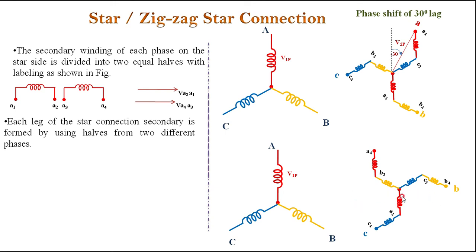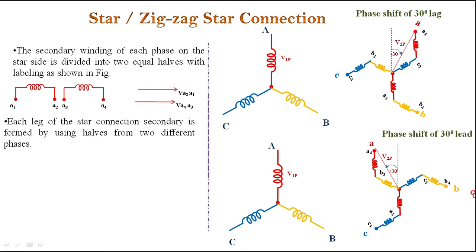Therefore, if you once again mark the phases A, B and C here, and find the phase voltage, that is the sum of this voltage and this voltage, that gives the phase voltage. The phase voltage is V2P. Then looking at V2P with respect to V1P, it is leading, that is, plus 30 degrees. Therefore, this type of connection we call a phase shift of 30 degree lead connection, that is the star zigzag star connection.